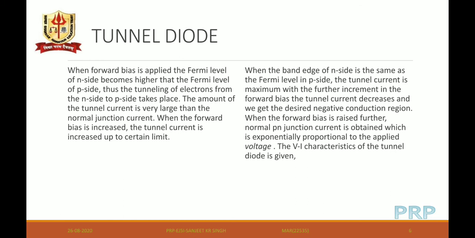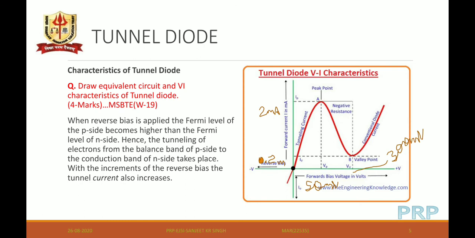When the forward bias is increased, the tunnel current is increased up to a certain limit. When the band of the n side is the same as the Fermi level in the p side, the tunnel current is maximum. With the further increment in the forward bias, the tunnel current decreases and we get the desired negative conduction region. When the forward bias is raised further, normal p-n junction current is obtained, which is exponentially proportional to the applied voltage. So we are seeing the VI characteristics of the tunnel diode.